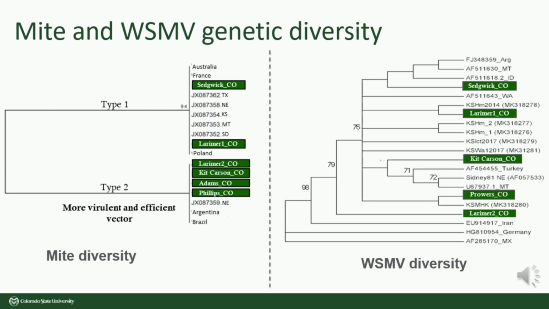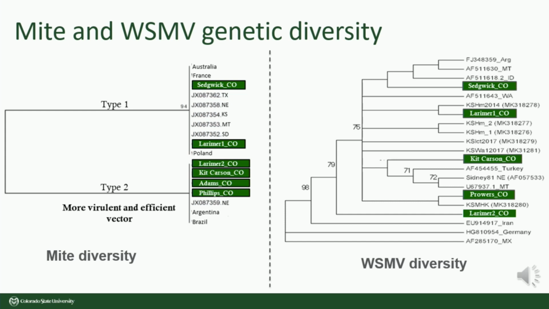However, both mites, type 1 and type 2, can be found in mixed population. And just because we didn't find type 2 in Sedgwick County doesn't mean they don't exist. It's just a matter of sampling more. So both of them are found, but it's important to know which one is predominant in your area.